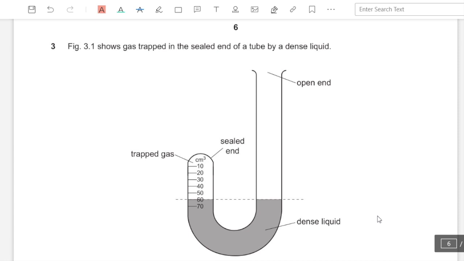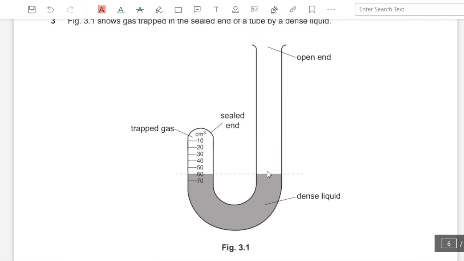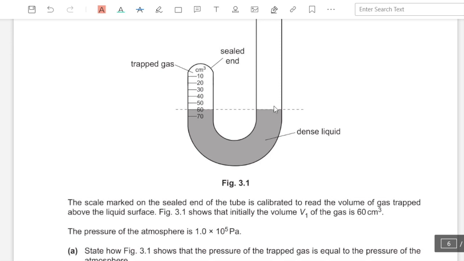Question number 3, figure 3.1 shows gas trapped in the sealed end of a tube by a dense liquid. Alright, so here only atmospheric pressure is being applied, but over here the pressure on this level is supposed to be the pressure of the gas trapped over here, and since they are both at the same level, that indicates the fact that the pressure of the gas trapped in this sealed end is equal to atmospheric pressure.